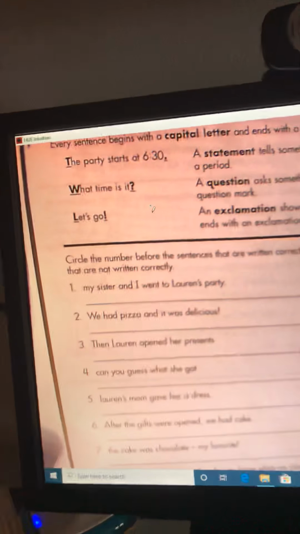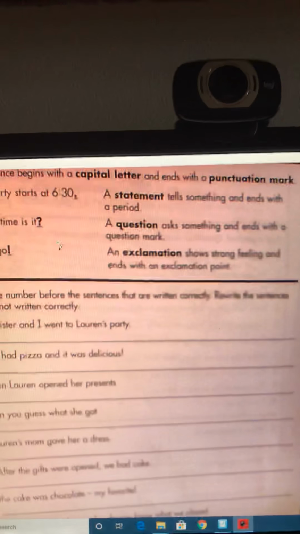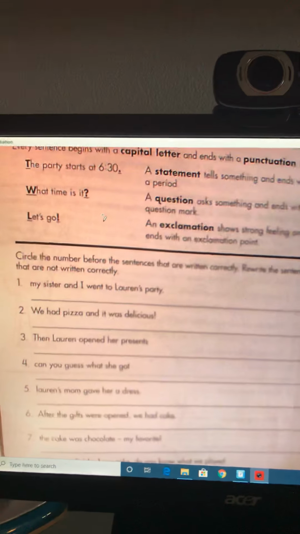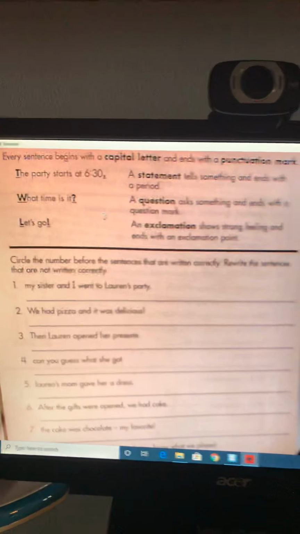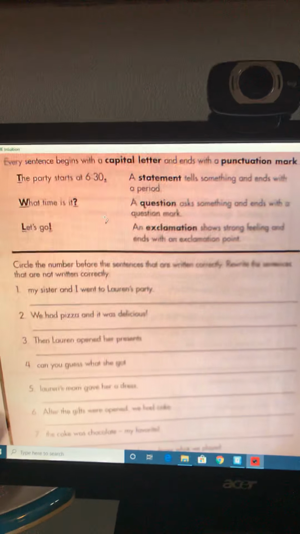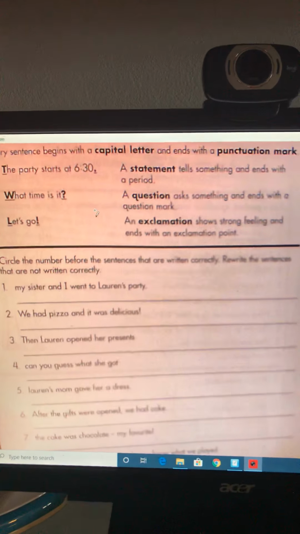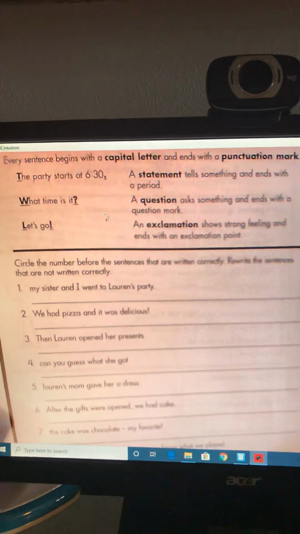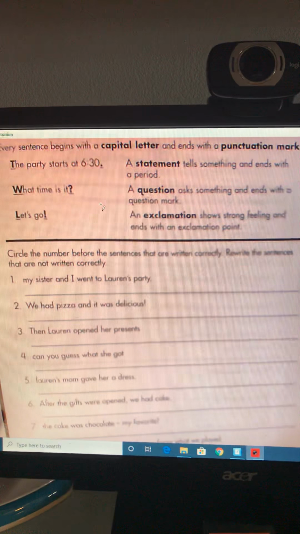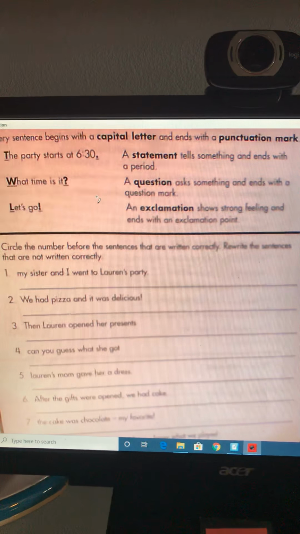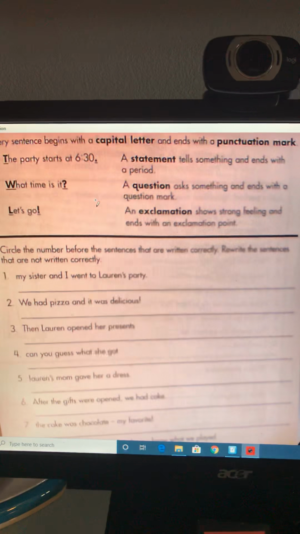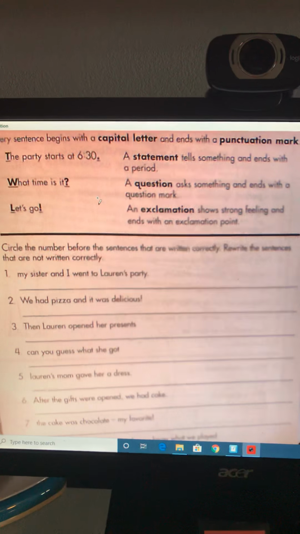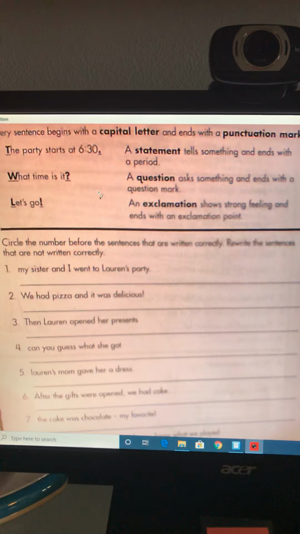So it says every sentence begins with a capital letter and ends with a punctuation mark. Okay, that's part of the way we know it's a complete sentence. Okay, so then it's going to look at 3 different kinds of sentences. Now, a statement tells something and ends with a period. A question asks something and ends with a question mark. And an exclamation shows strong feeling and ends with an exclamation point.